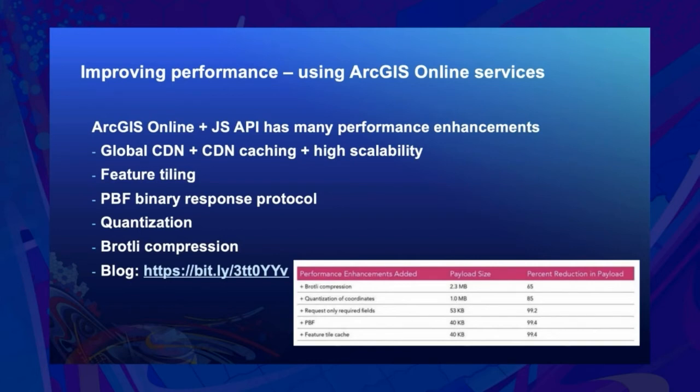So we started out with 6.5 megabytes. When we applied Brotli compression, we got a 65% reduction in payload. We went from 6.5 megabytes down to 2.3 megabytes. Quantization added on top of that got us another 25% increase in efficiency. Now we're at 1 megabyte. When you add in that we requested only the required fields, PBF, and the feature tile cache, we got a 99.4% reduction in payload. We went from 6.5 megabytes to 40 kilobytes in this particular example. Check out this blog post for more information on how we did that.